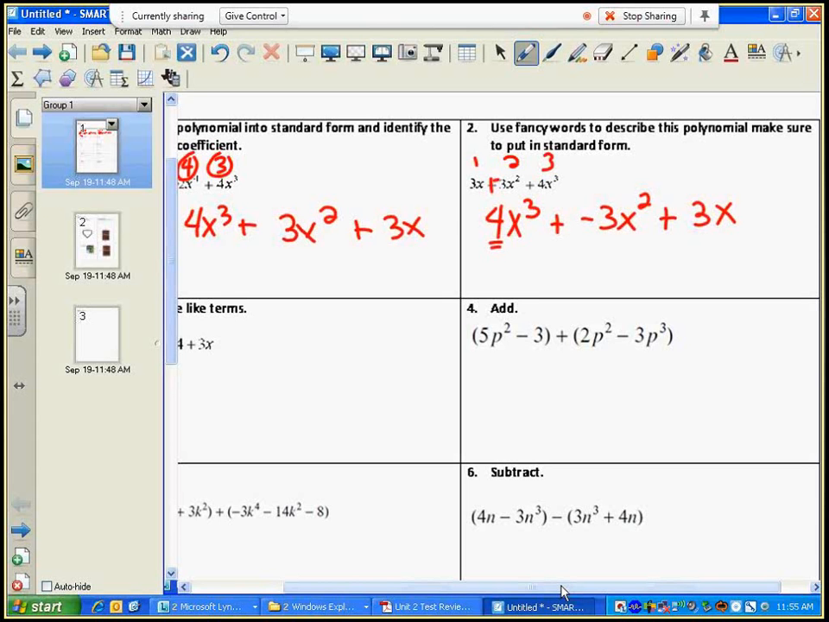So a degree 3 is going to keep going. I'm going to count the number of terms I have. I have 1, 2, 3 terms. This will be a cubic trinomial.